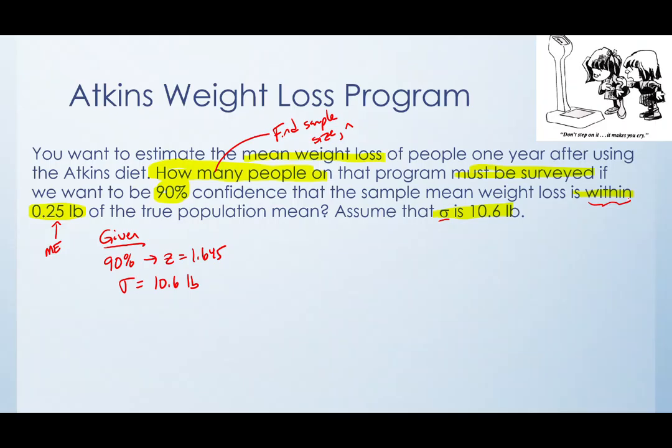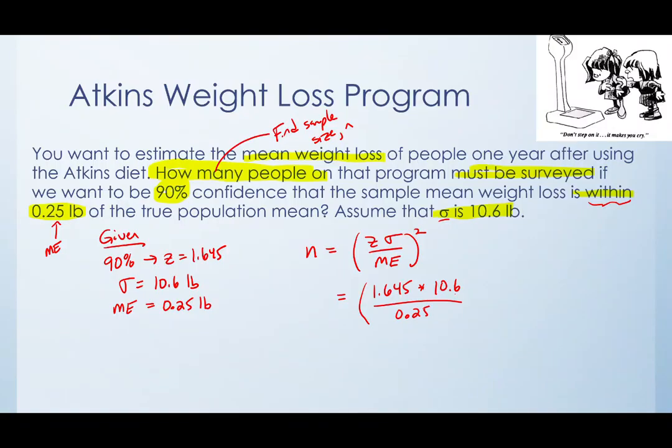You see that wording of to within, or off by no more than, or something to those effects. That sort of wording is telling you the margin of error. And so again, this is a plug and chug, right? n, we know our formula for means: z sigma over margin of error, squared. So we're going to plug in 1.645 times 10.6 over 0.25, and we're going to square the whole thing.